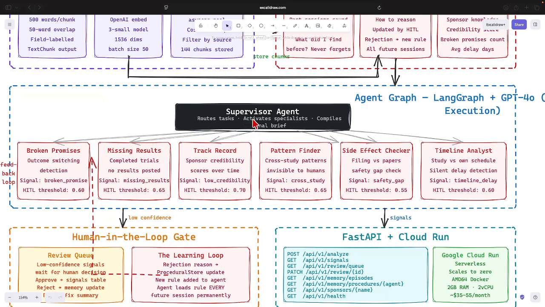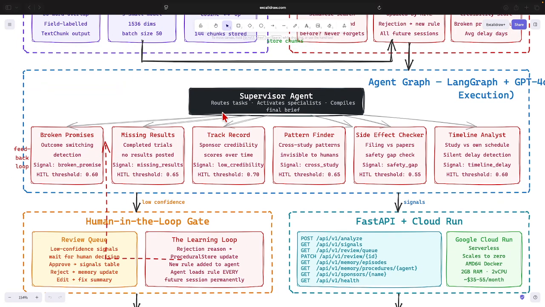So you can just imagine your supervisor agent as a partner at a consulting firm. When this partner gets the client brief, the partner will understand that, hey, I have these 6 team members, and each one of them has their own specialty. Let me assign this job to the broken promises agent. Let me assign that job to the track record agent. Let me assign job number 3 to the side effect checker, etc., etc. So it is more of a coordinator. The supervisor agent is more of a coordinator across different agents.